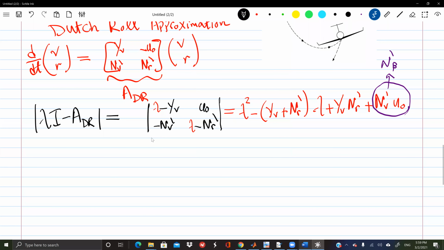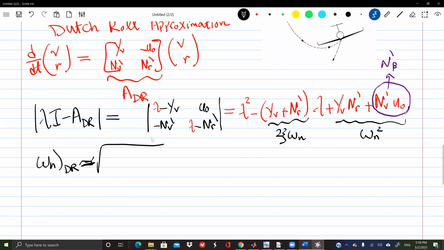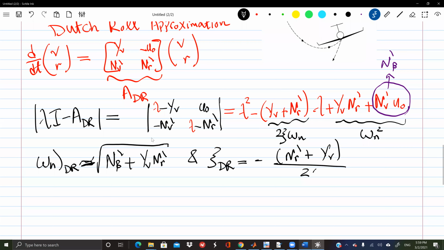This is a second order characteristic equation. What is the free term? Natural frequency. Yes, squared. And this 2 zeta omega n, right? And everything with subscript Dutch roll now. So I got an analytical expression. It's approximate, but it's fine. So let's see how accurate it is. I got an analytical expression for the natural frequency. This is N beta plus Y_V N_R. And the zeta Dutch roll is negative N_R and Y_V divided by 2 omega n.